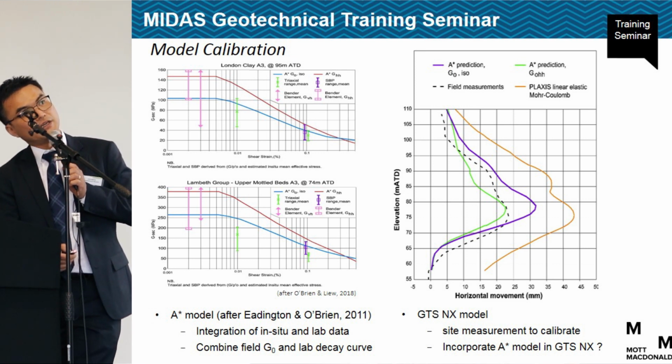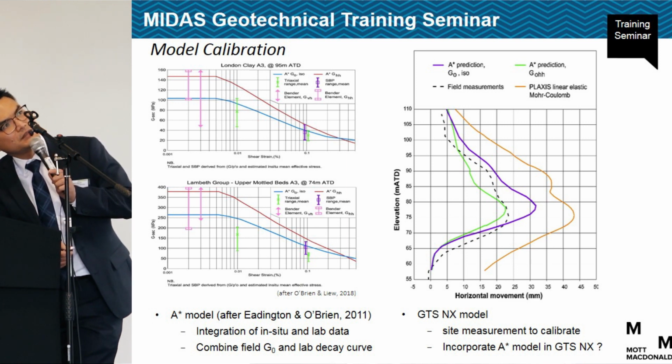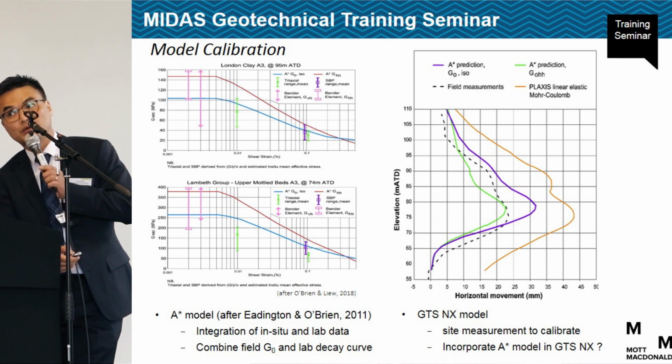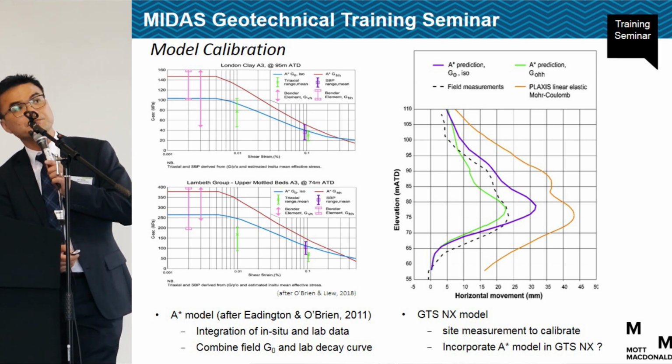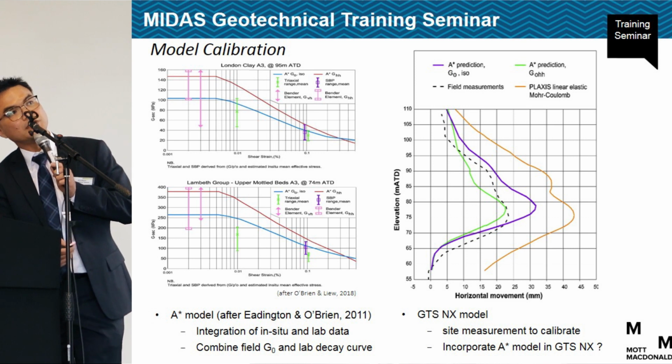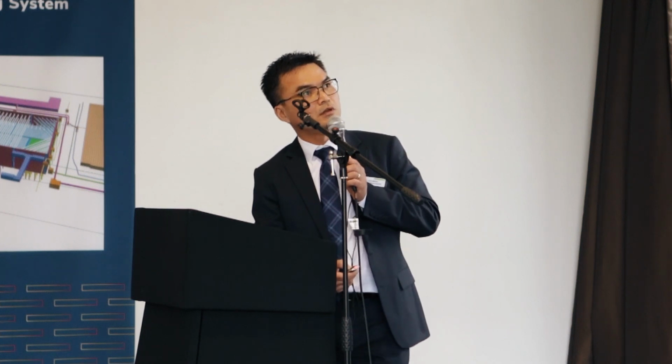And this is what we show here, the A-star prediction versus site measurements. The submission I think is in dotted lines. And then the SR predictions, one is based on the GHH, the other one is based on GBH. But you can see if you base on the simple linear elastic perfectly plastic model like Mohr-Coulomb using Plaxis, you are not only over-predicting the displacement, but the shape is also completely wrong. When your shape is wrong, it means that your forces are all wrong.